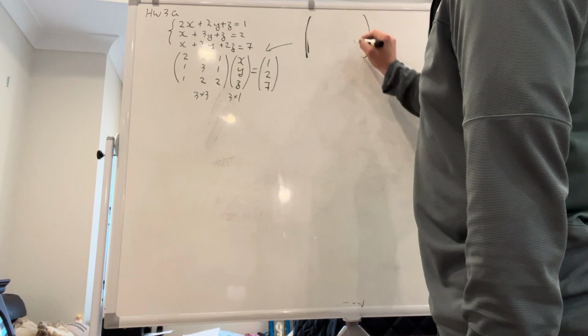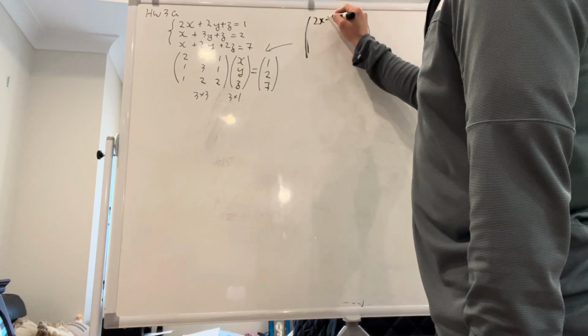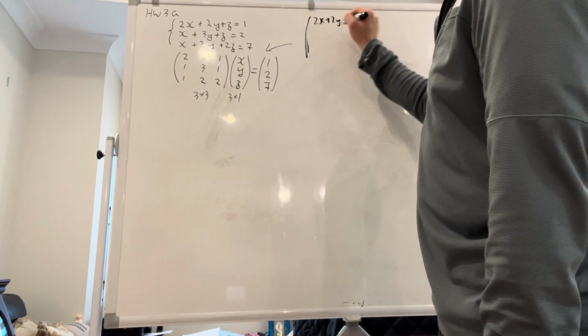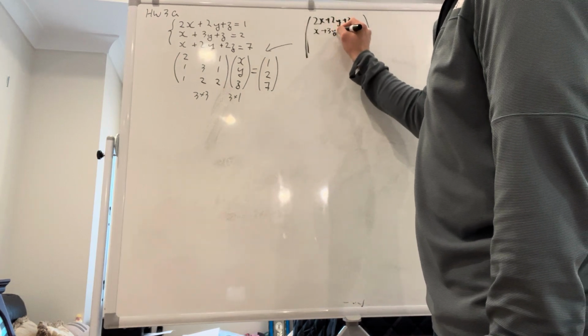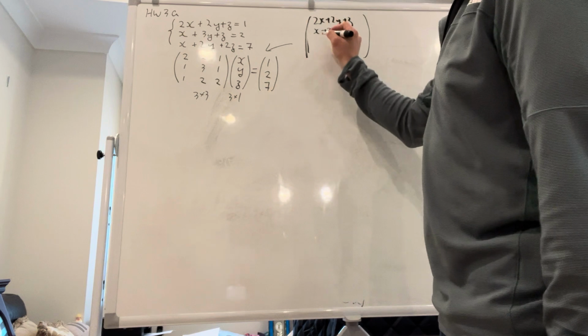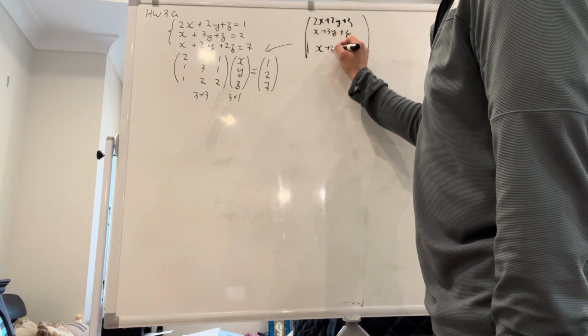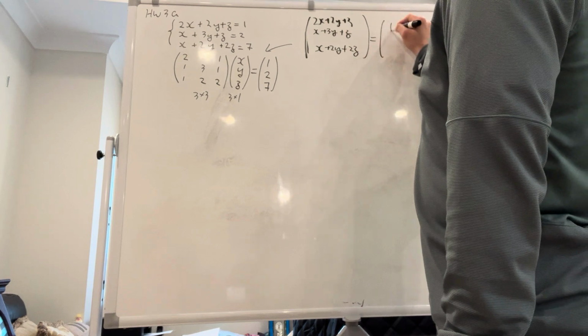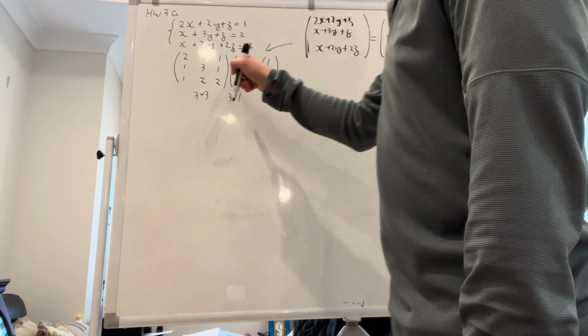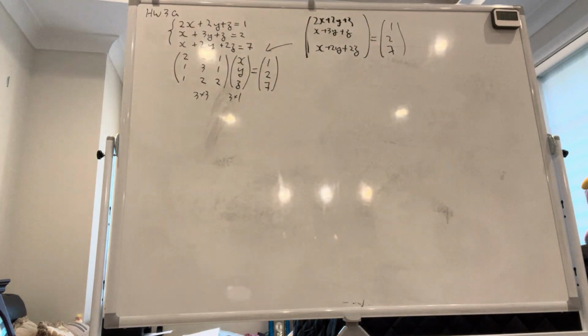it will basically be 2x plus 2y plus z in the top element, and then x plus 3y plus z in the middle, and then the bottom is x plus 2y plus 2z, equal to 1, 2, 7. So this is really the same as the above, except it is written in a more stylish, fancier way.